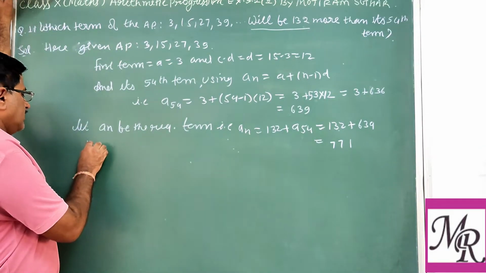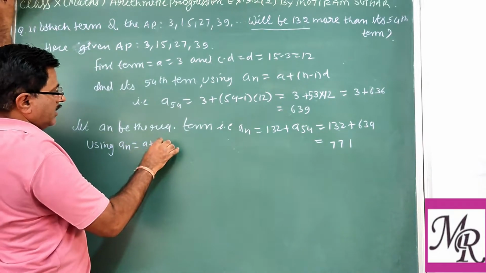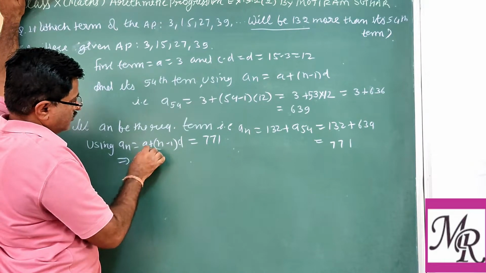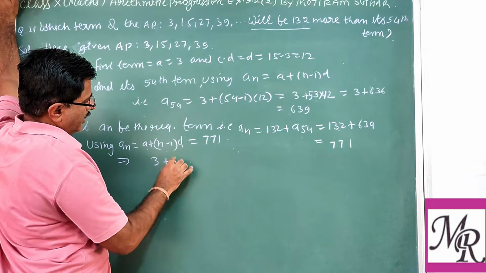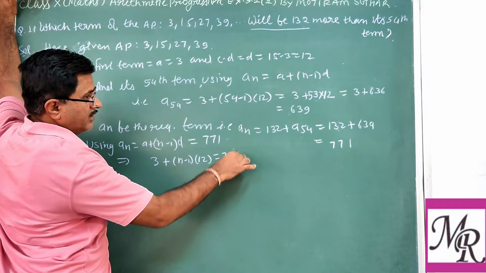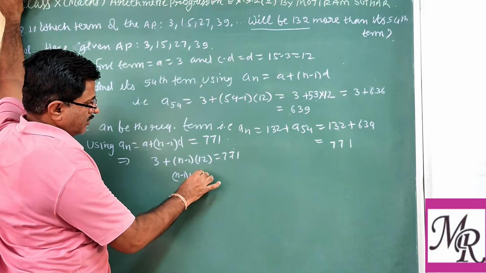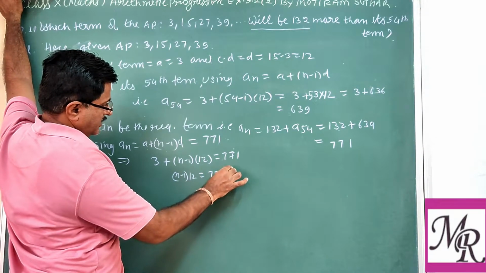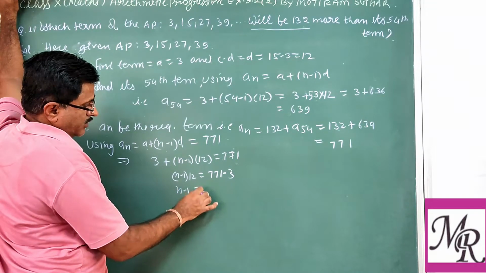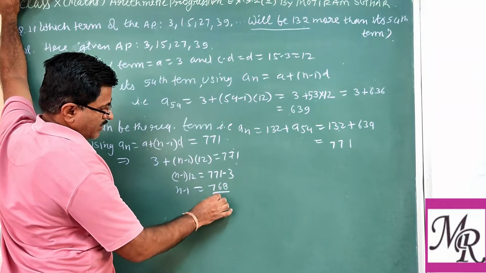So using the formula, an equal to a plus n minus 1 into d, and this should be equal to 771. So a is the first term, that is 3, n we want to find, and d is 12. So this is n minus 1 into 12 equal to 771 minus 3. 3 transfers to the right hand side. So n minus 1 equal to 768 by 12.